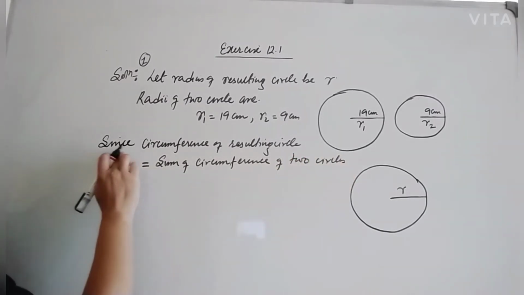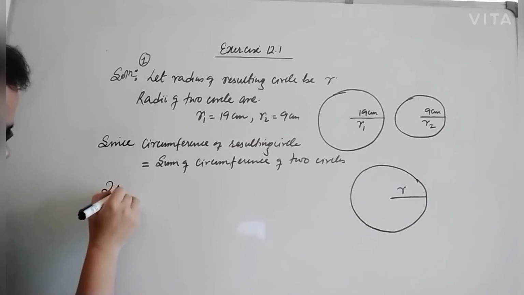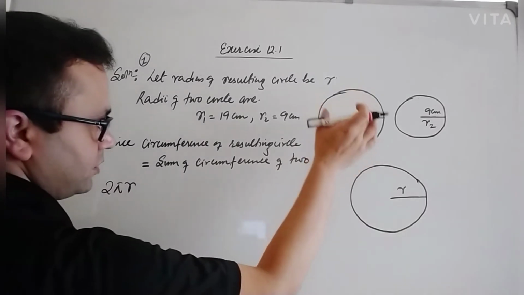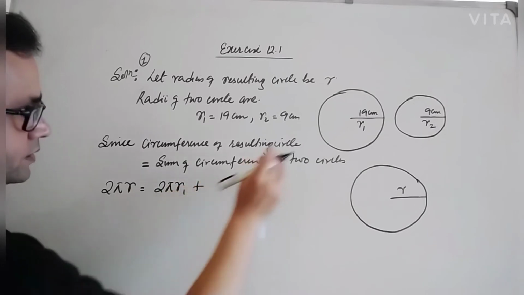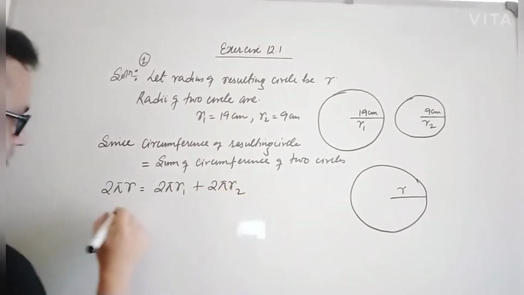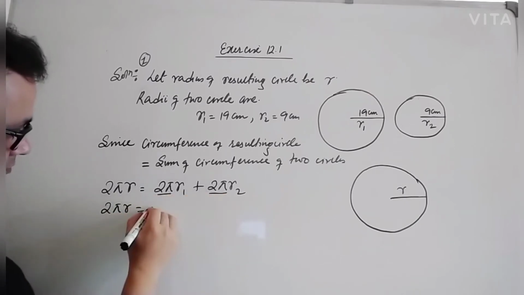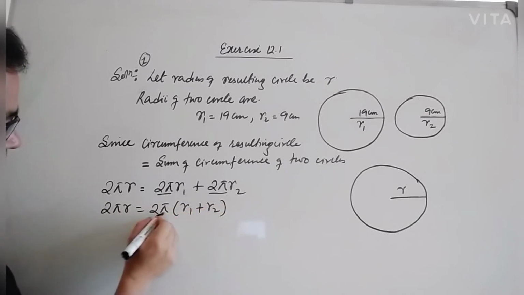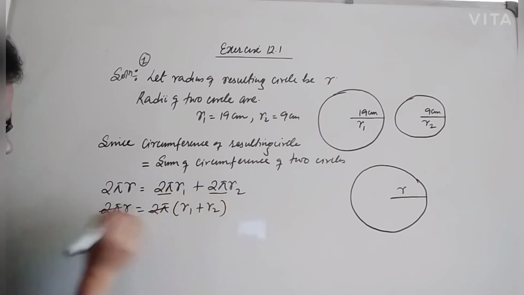The circumference of the resulting circle is 2 pi r, because the circumference of a circle is 2 pi r. Now the sum of the circumferences of the two circles: the circumference of this circle is 2 pi r1 plus the circumference of this circle, 2 pi r2. So 2 pi r equals, we can take 2 pi common, and r1 plus r2 is left inside the bracket. We can cancel 2 pi from the left hand side and right hand side.